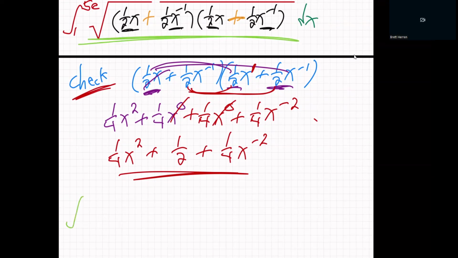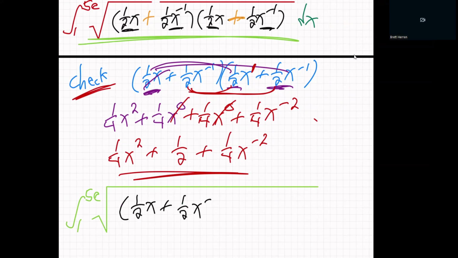So now we have the integral from 1 to 5e of the root of what? That's the same thing twice. So that's a half x plus a half x to the minus 1 squared, isn't it? It's the same thing twice. And that's good news because the root can cancel the square.